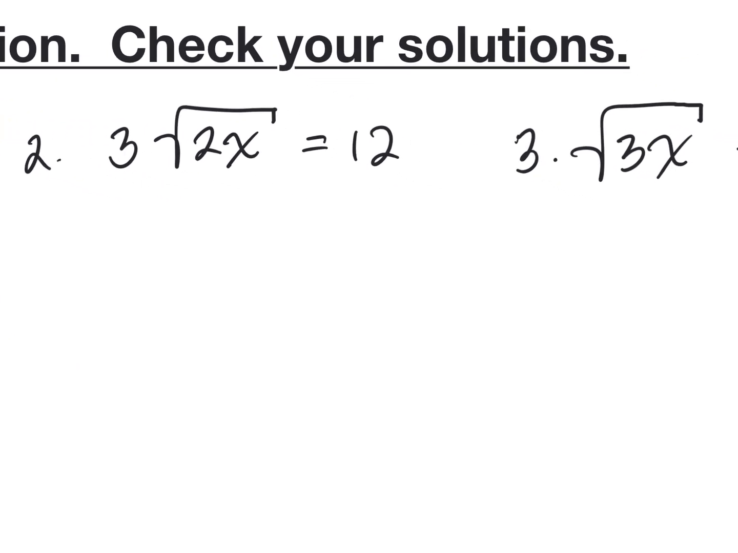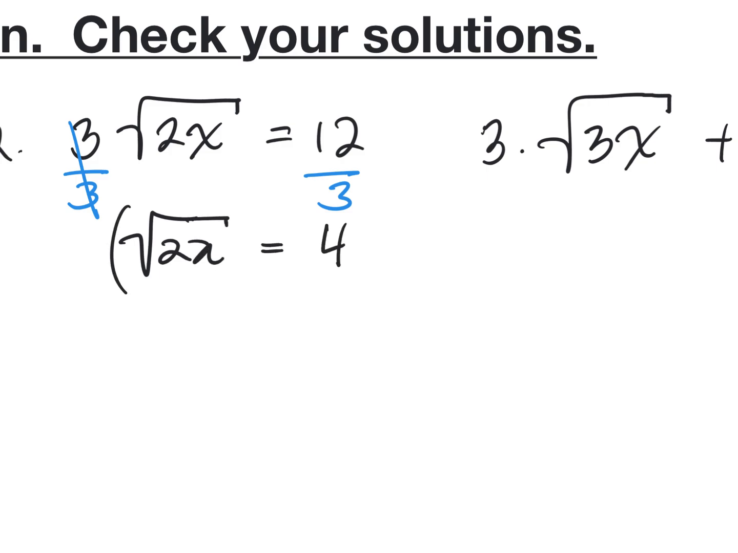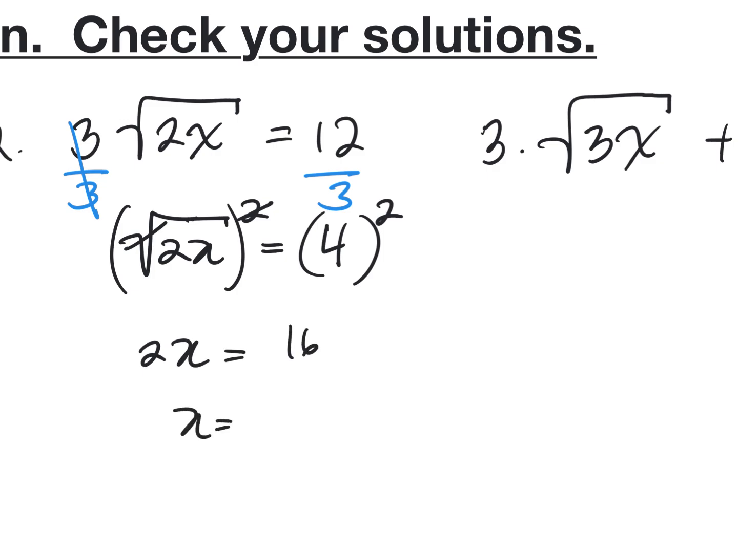Okay, number 2. The first thing we're going to do is divide both sides by 3. That's going to be canceled out, so that what's left in here is just the square root of 2x, and 12 divided by 3 is 4. Now we're going to raise both sides to the second power to cancel the radical. 2x is equal to 16. Dividing by 2, then 16 divided by 2 is going to give you 8.